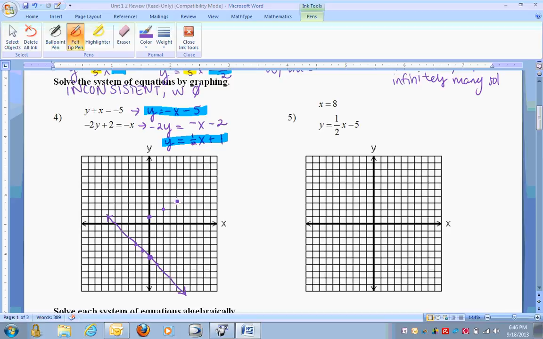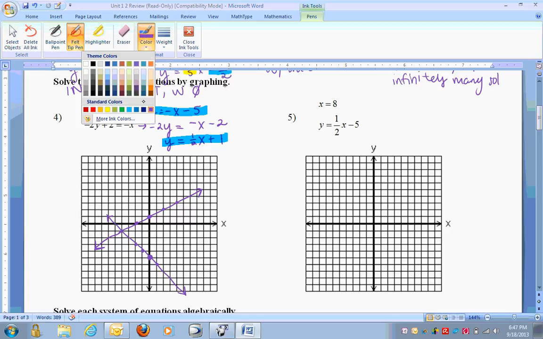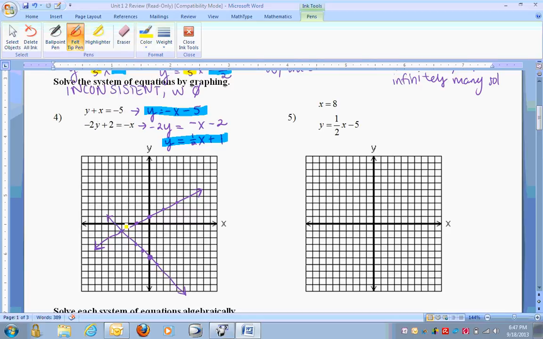Rise 1, run 2. And then you're going to go ahead and connect those points with your straight edge. Hopefully your lines will be a little bit straighter than mine on test day. And if you notice, where the lines intersect is your solution. So my solution to this problem is negative 4, negative 1. Right at that point right there.